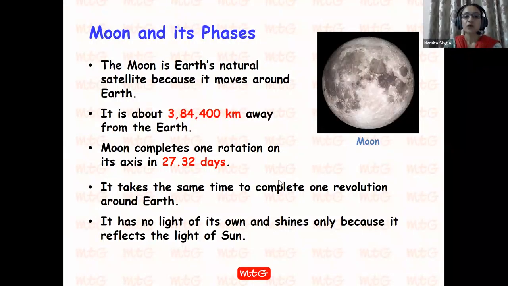Okay, so now we are talking about the moon and the various phases of the moon. The moon is Earth's natural satellite. It keeps on revolving around the Earth. It is about 3,84,400 kilometers away from the Earth.